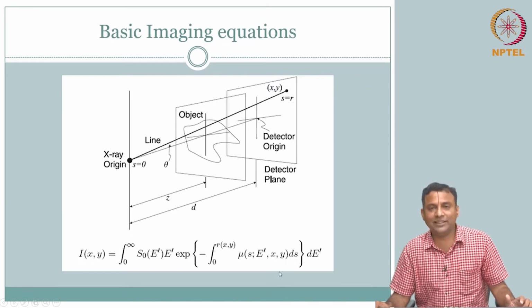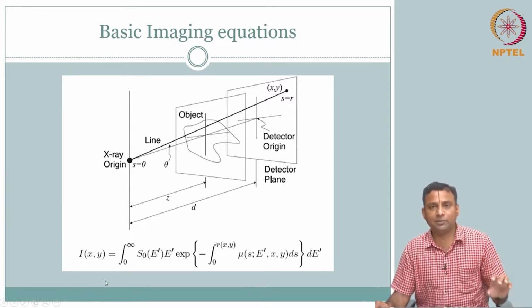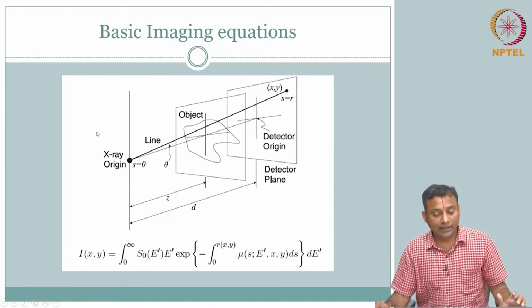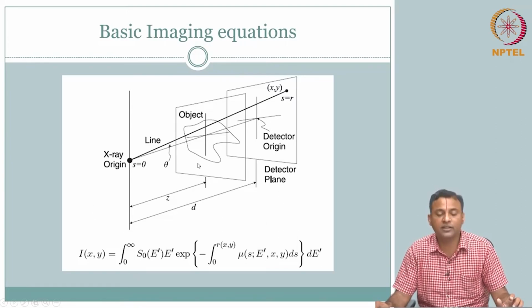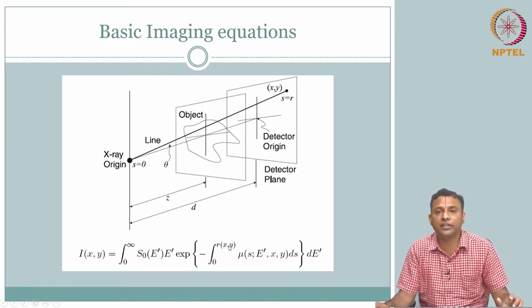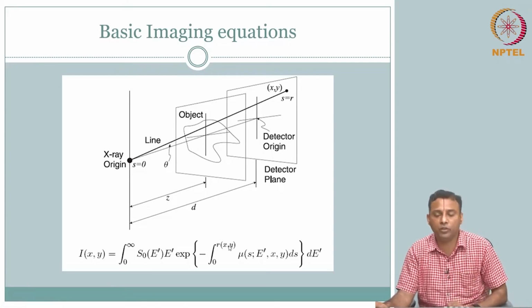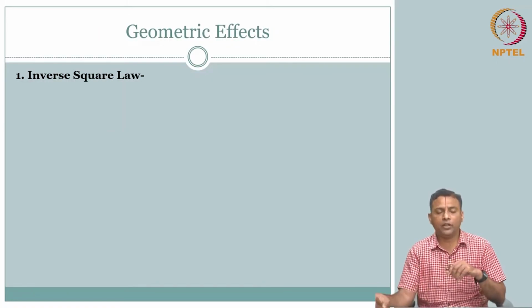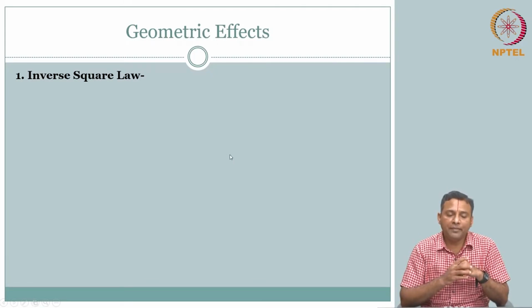So we need to customize this to the setup that we have. That means we need to be able to explicitly write the path length. And is there any other effect that modifies this equation because of the way the instrumentation is set up, that we need to accommodate? That is what we will do now. Broadly, we will start with what we call the geometric effect. What do we mean by geometric effect?